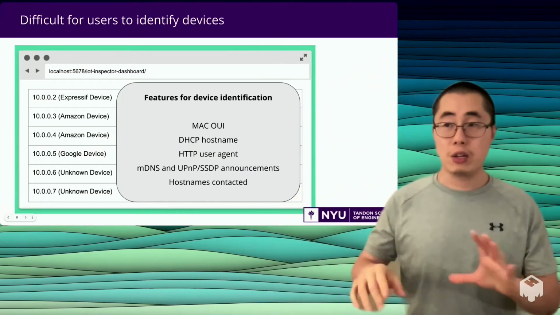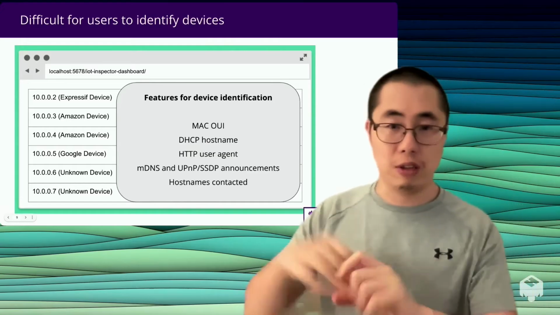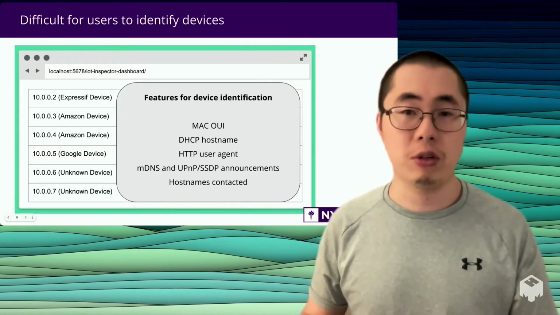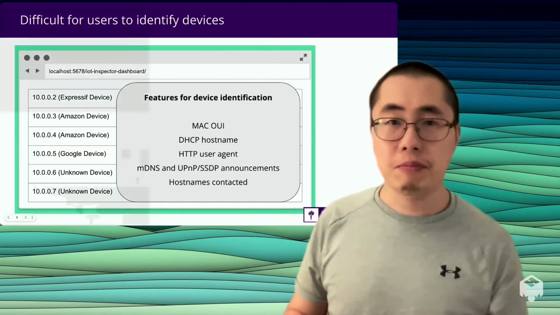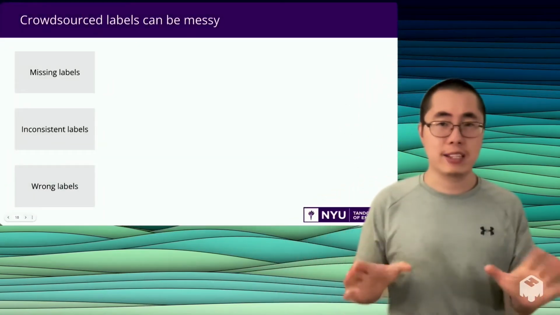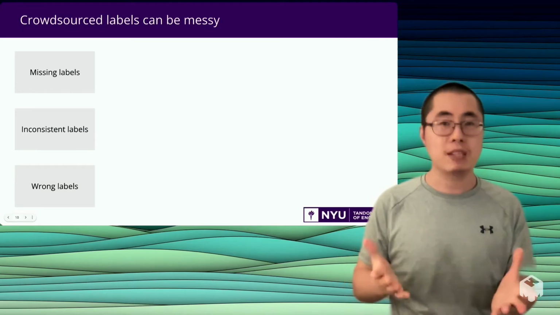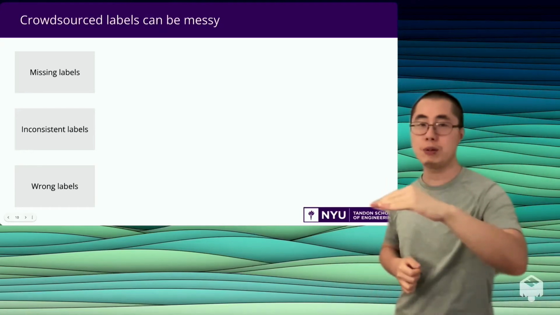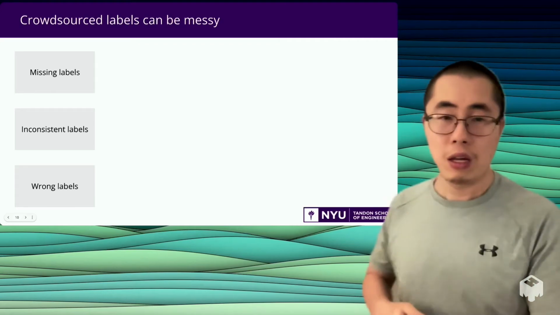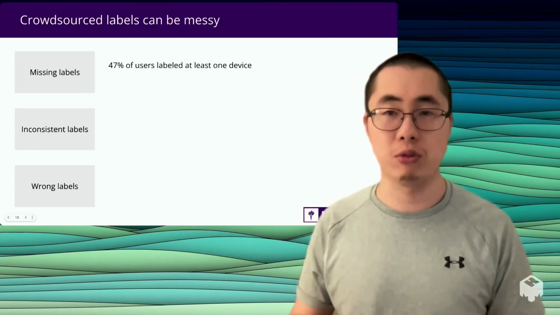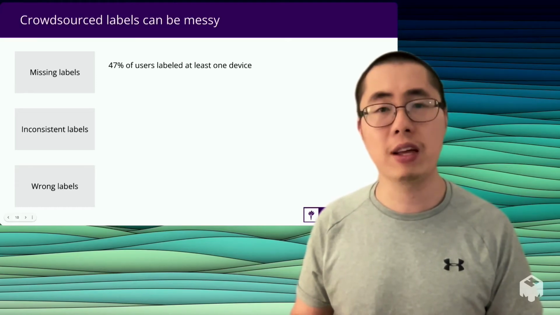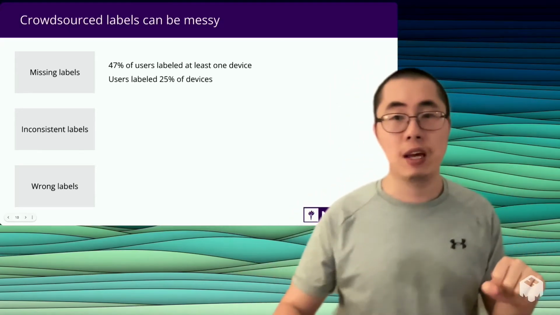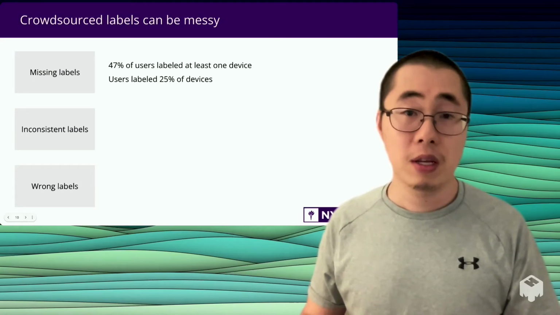So in addition to inferring using all these features, IoT Inspector also asks users to label their devices with the names and manufacturers of devices. This is a crowdsourcing effort. So effectively, we've crowdsourced device identities from users, but the user labels can be messy at times. There are 3 problems, basically, with user labels: missing labels, inconsistent labels, and at the bottom, wrong labels. Missing labels. Slightly less than half of the users labeled at least one of their devices, telling us the names and manufacturers of devices. And of all the devices, roughly 25% have user labels. So that's missing labels.